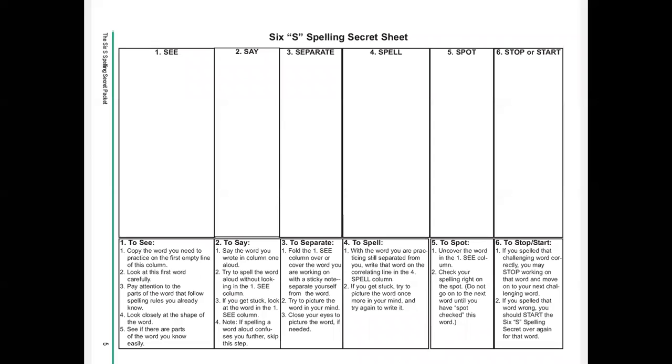All right, lastly is my 6S spelling secret sheet. This is my baby that I created to help children practice spelling. Again, this is all part of the freebie in the 6S spelling secret packet. Besides being difficult to say and all beginning with S and being very alliterative, it has 6 things that a student does with a difficult word.